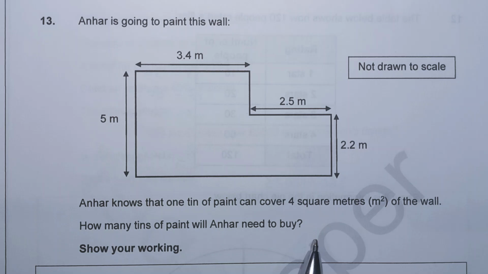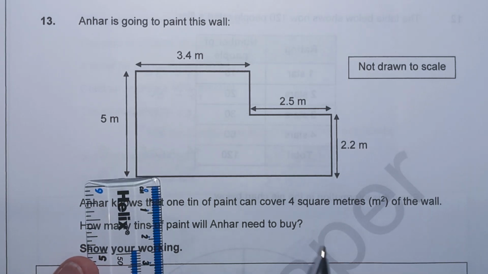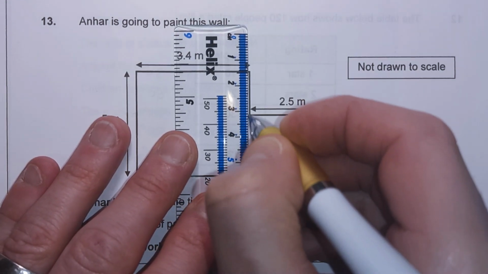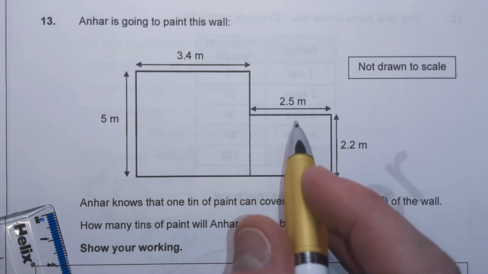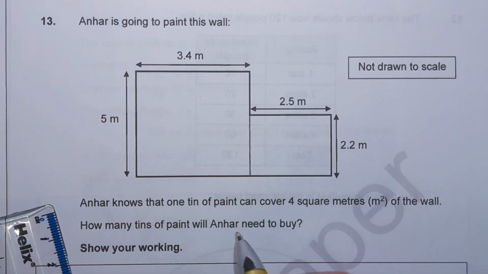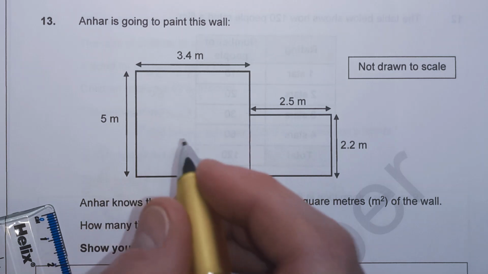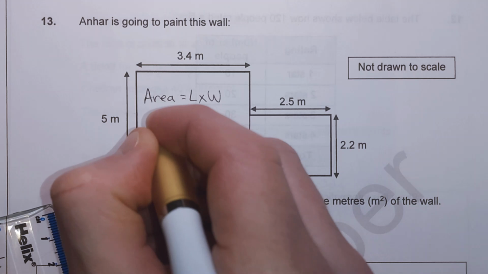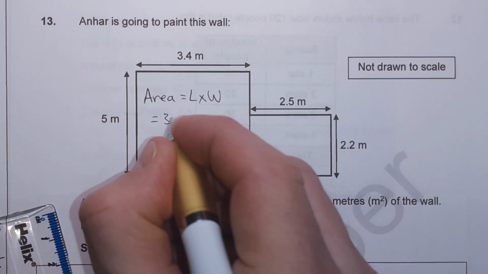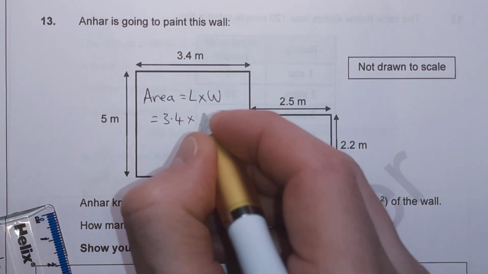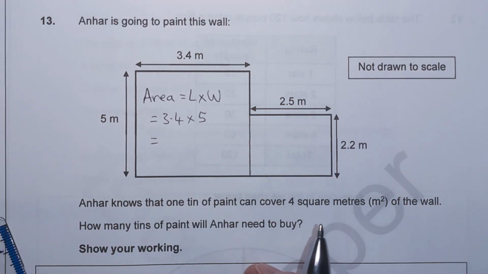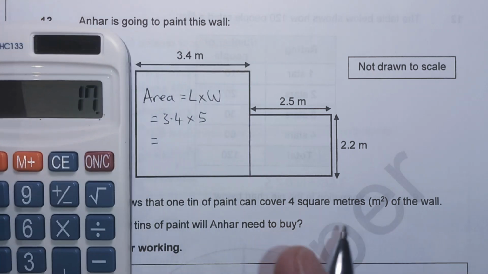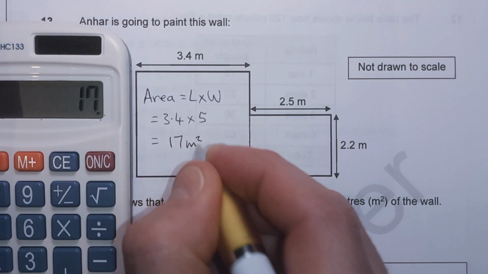Right, so what we want to do, we know how to work out the area of a rectangle, so we're going to split the shape into rectangles. And I'm going to do it this way. You could cut it along, or you could have one big rectangle and then take one away, but I'm going to do it this way. So the area of this rectangle, well, I know the area of a rectangle is length times width. In this case, we'll say 3.4 is the length and 5 is the width. So getting our trusty calculator, 3.4 times 5 gives us 17, and that's going to be metres squared.